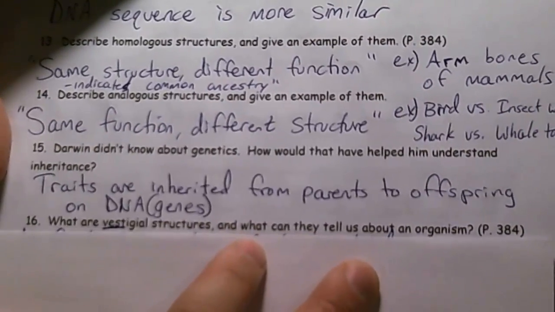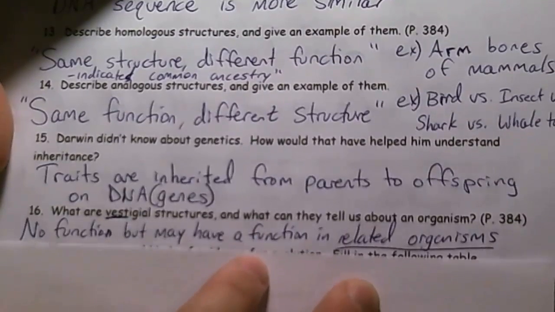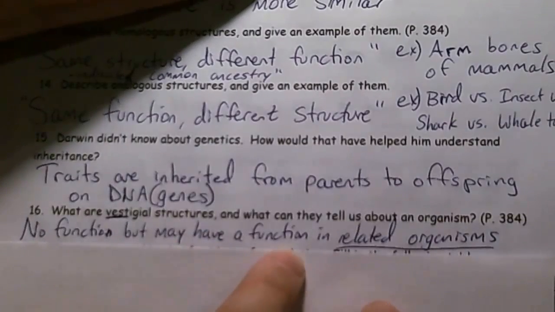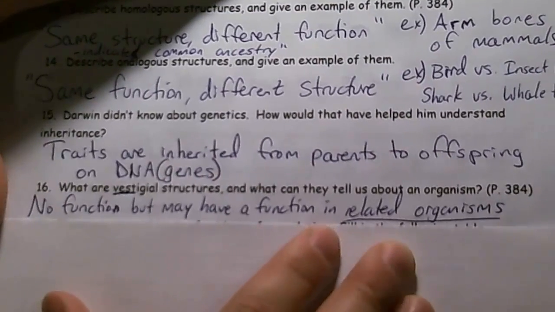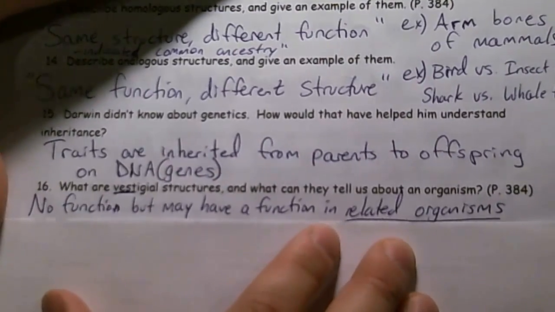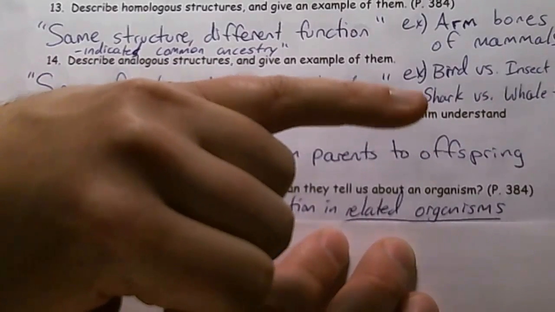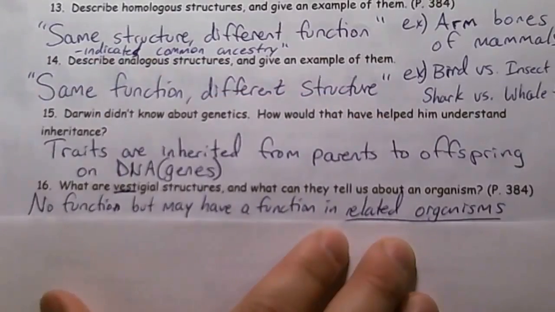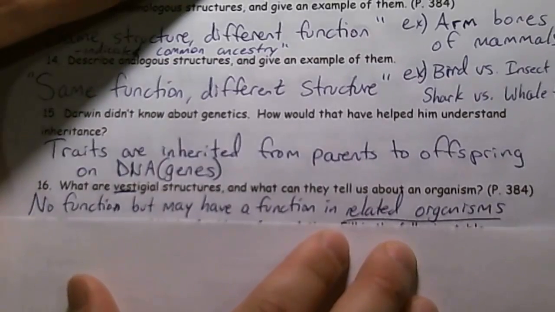What are vestigial structures, and what can they tell us about an organism? They are structures that have no function in one organism, but may have a function in related organisms. We talked about in class, a really good example of this is our human appendix. The appendix is a little dangling organ on the end of your large intestine, and it doesn't do anything good for us other than get inflamed and make people go to the hospital. But in rabbits, the appendix is very important for helping them digest grass.